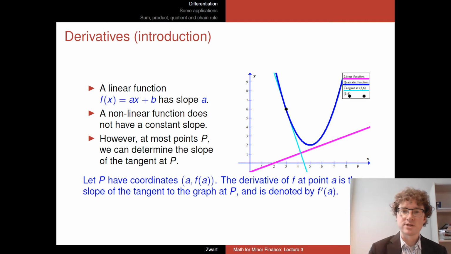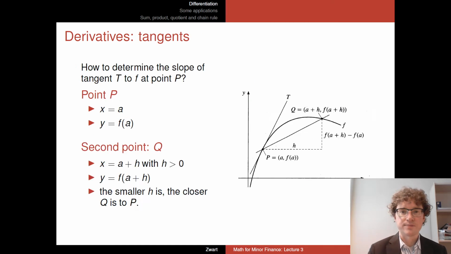Okay, so we're interested in the derivative, which means we're interested in the slope of the tangent line. So how would we determine such a slope of a tangent line at some point P? So I have a point P with an x-coordinate A, and then the y-coordinate is the function value if we plug in A for x, so f of A.